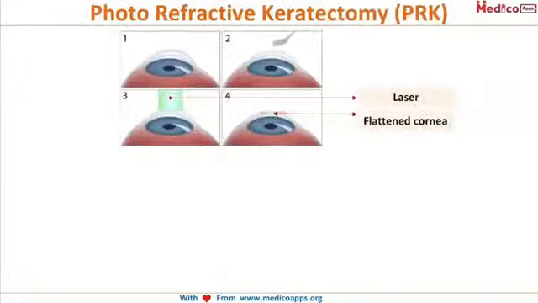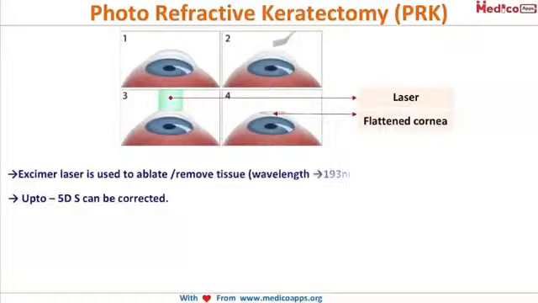Now this was succeeded by our PRK, that is photorefractive keratectomy. That is, you are removing some part of the cornea. Keratectomy, you are removing some part of the corneal tissue, using an excimer laser to do this procedure. Okay, the wavelength over here is 193 nanometers. Please remember, this can be frequently asked, and it can correct up to -5 diopters of myopia.